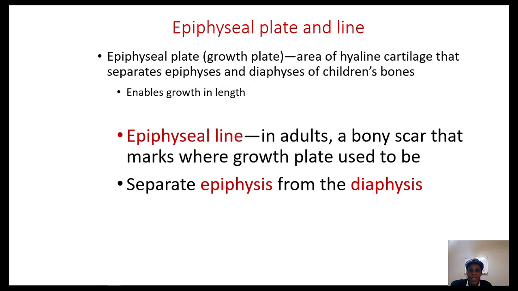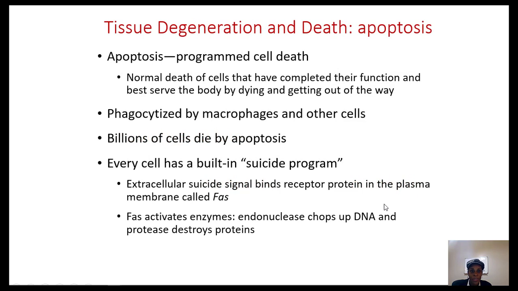So what are the epiphyseal plate and epiphyseal line? The epiphyseal plate is called a growth plate. It's the area of hyaline cartilage that separates the epiphysis and diaphysis of children's bone. Why is this important? Because when children grow, the growth happens at the specific line between the epiphysis and diaphysis, called the epiphyseal line. That's important because they separate the epiphysis from the diaphysis.